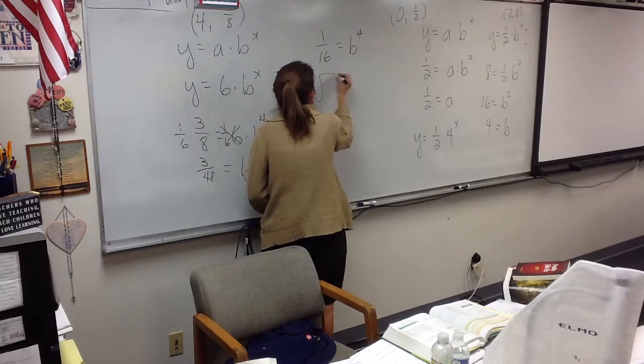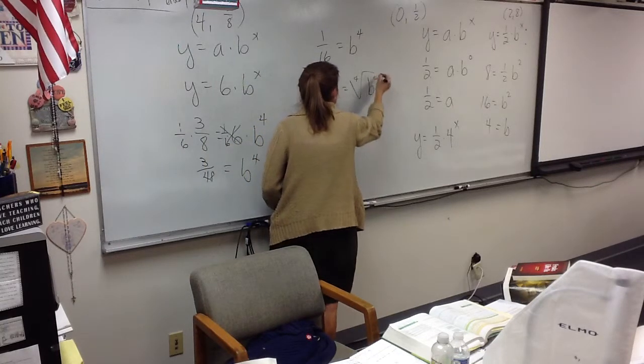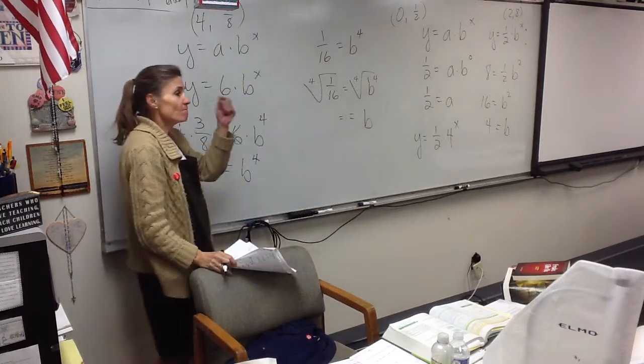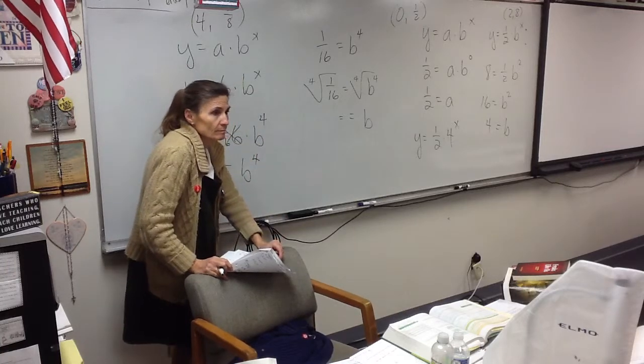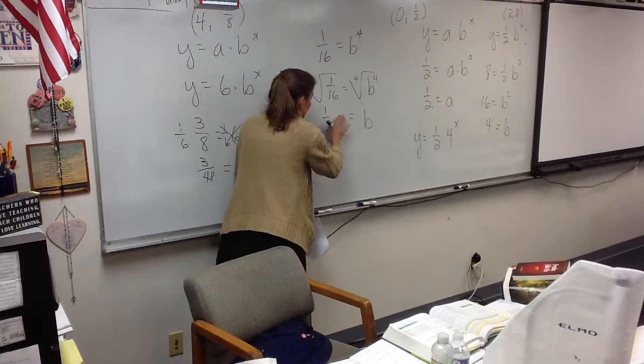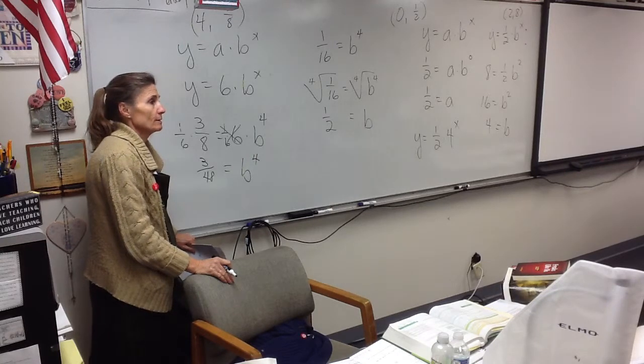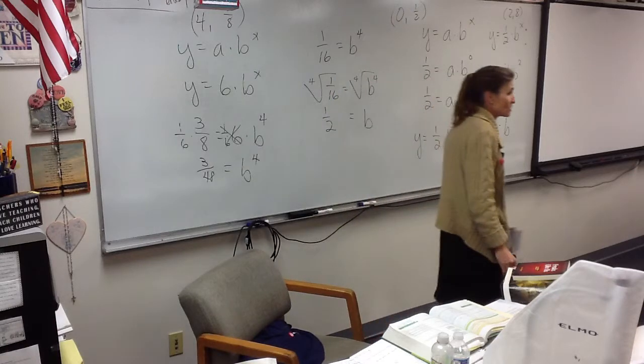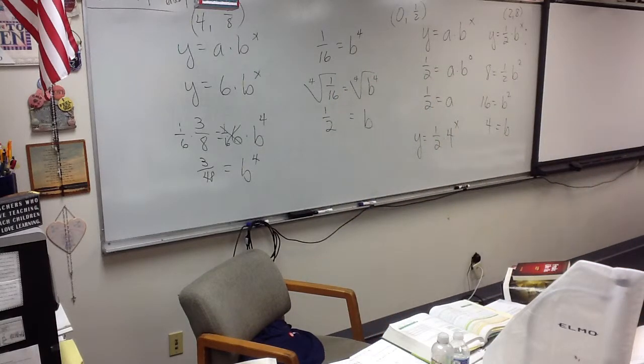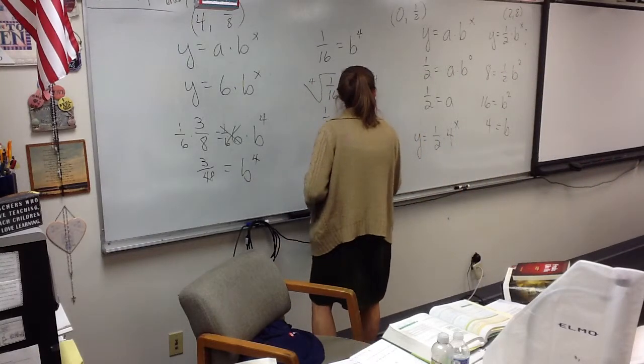I'm going to 4th root both sides. So b equals the 4th root of 1/16. 1/2. You guys are good. How do I know the 4th root of 1/16 is 1/2? Because I know that 2 times 2 times 2 times 2 is 16. I expect you to know that too. I know it's probably unreasonable of me in math. We should know that the 4th root of 16 is 2. So what's our final answer then? You are exactly right, Olivia. Y equals 6 times 1/2 to the x.